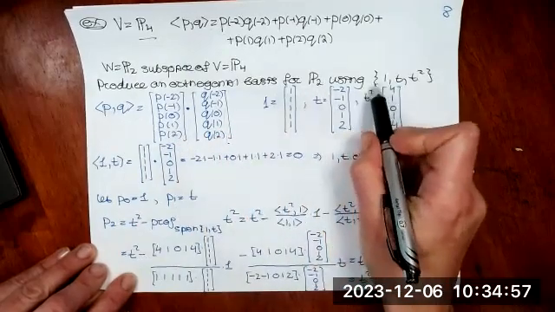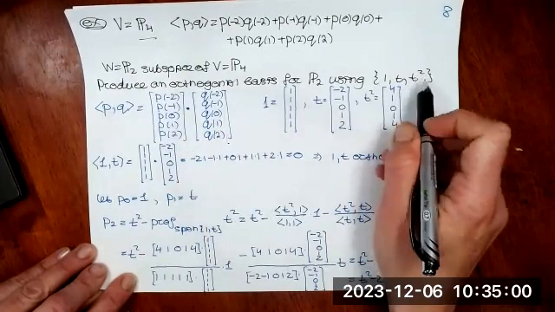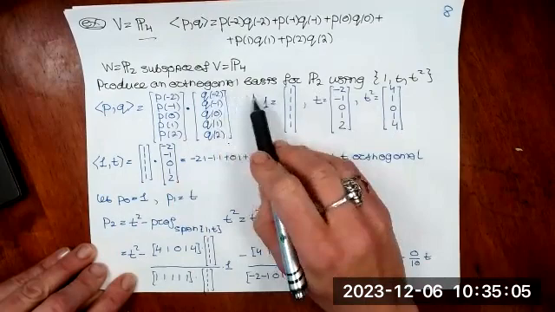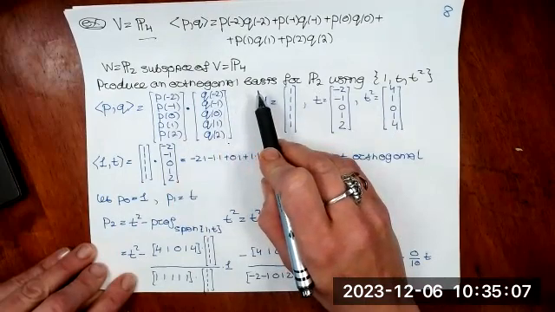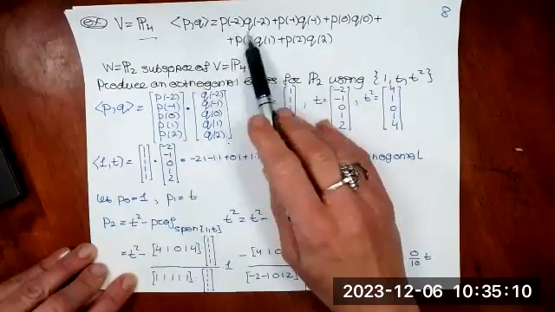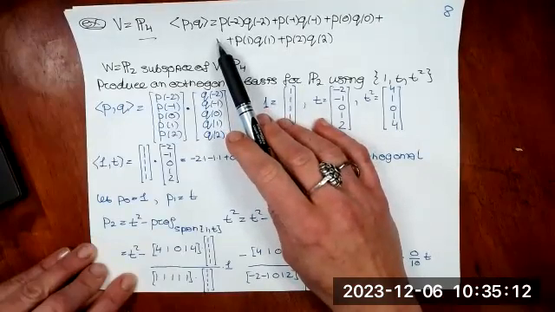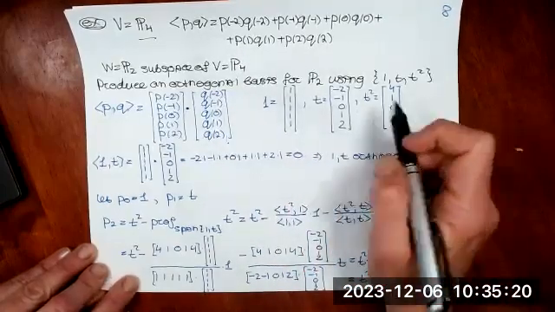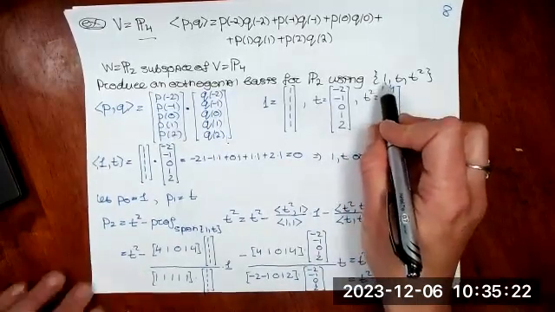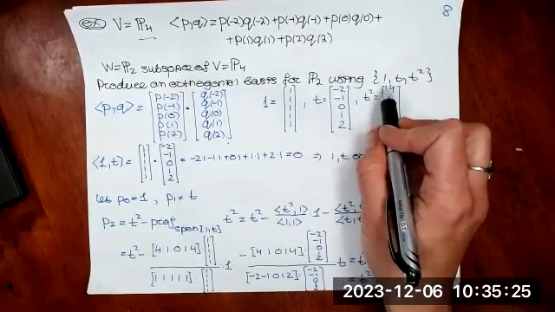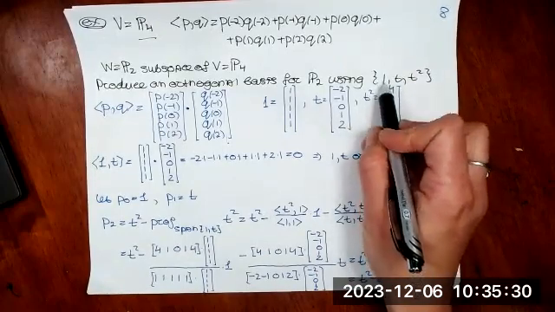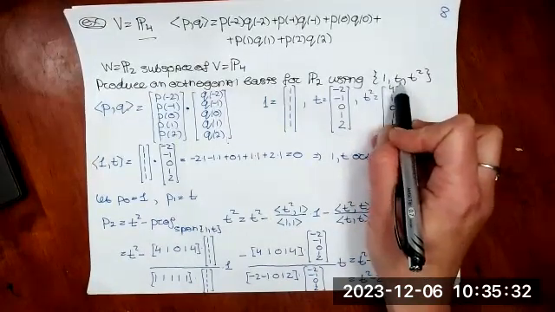If you want to produce an orthogonal basis for P2 using 1, t, and t squared, this is my standard basis for P2, but I want to find an orthogonal basis. I can use this definition of the inner product and use my Gram-Schmidt procedure to do this. Remember in Gram-Schmidt, I can take the first vector and then start generating the second vector. But here, if you notice, my first and second, 1 and t, are already orthogonal.